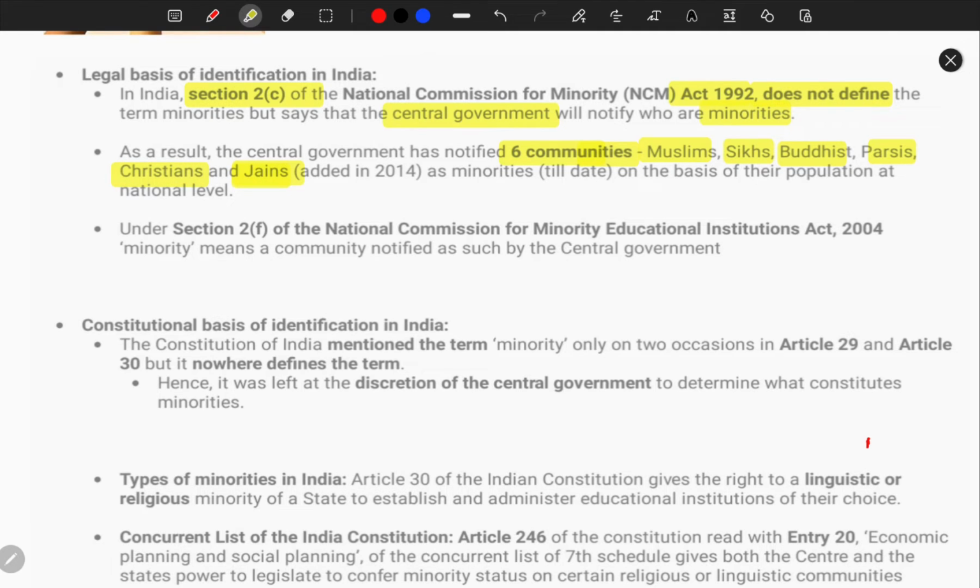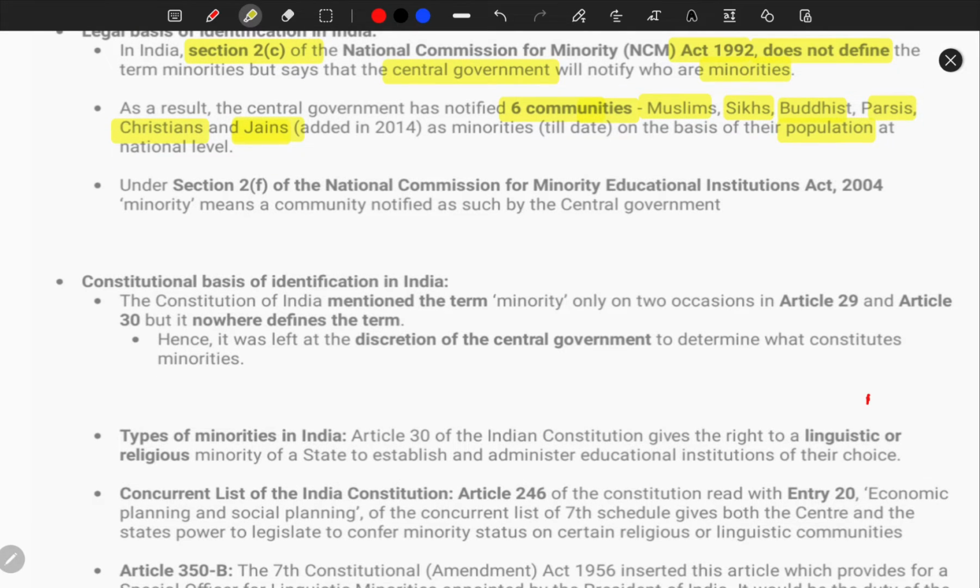They are considered minorities in India because of their populations at the national level. Minorities are announced at the national level. Remember that, it is important. Also, Section 2(f) of the National Commission for Minority Educational Institutions Act 2004 was passed. In that also they mentioned that minority communities should be notified by the central government.